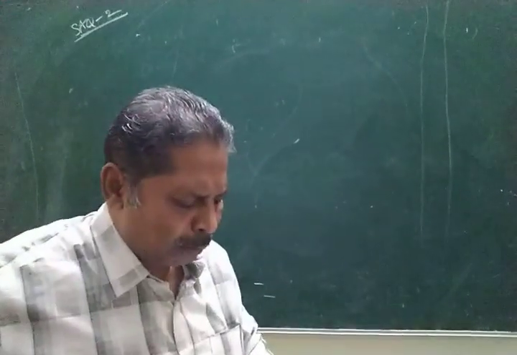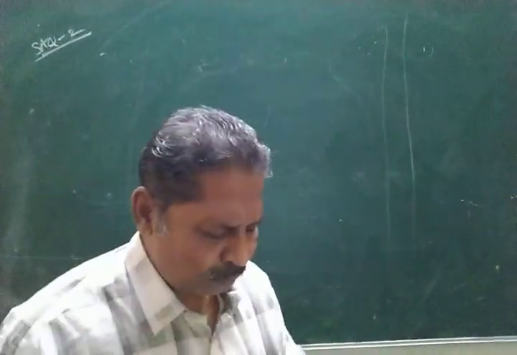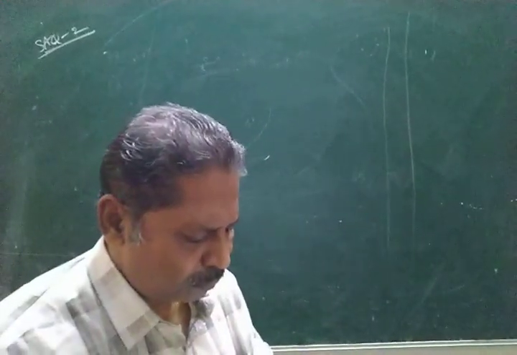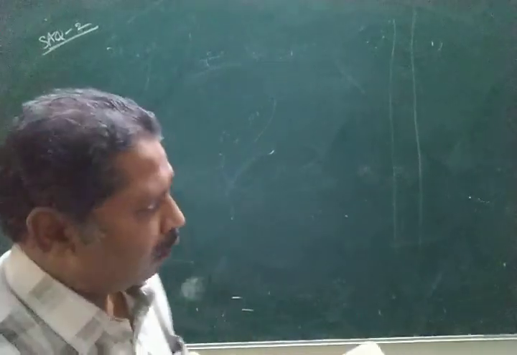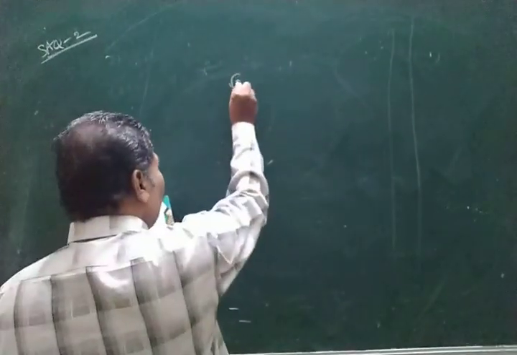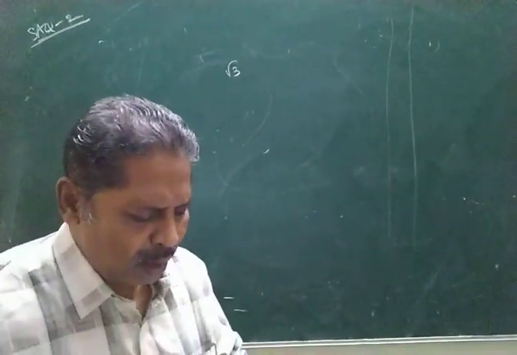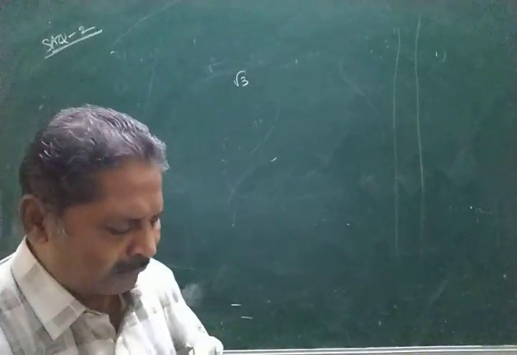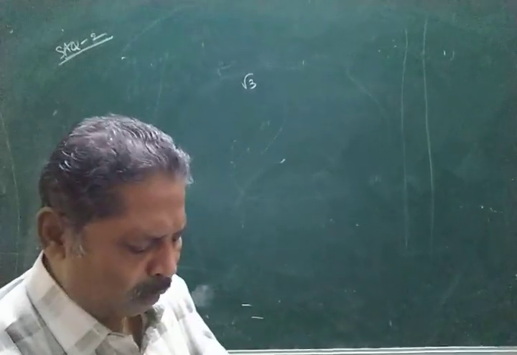Eccentricity of the hyperbola. This is very important for 2 marks also. The eccentricity of the hyperbola is √3. Then the eccentricity of its conjugate hyperbola.